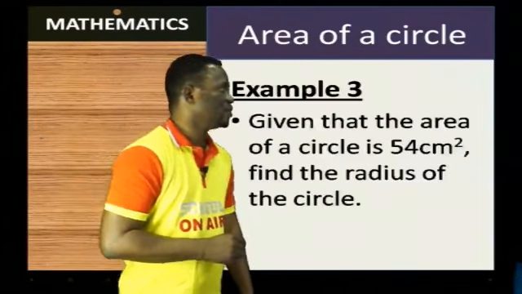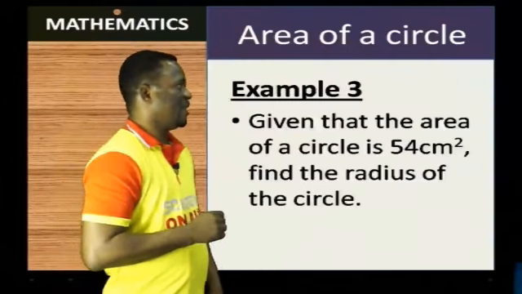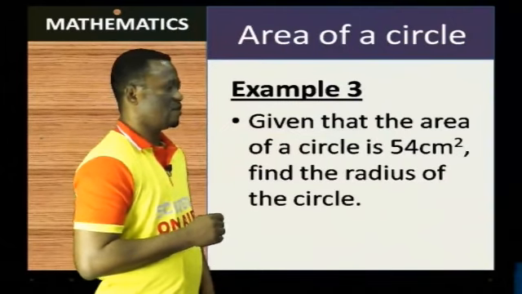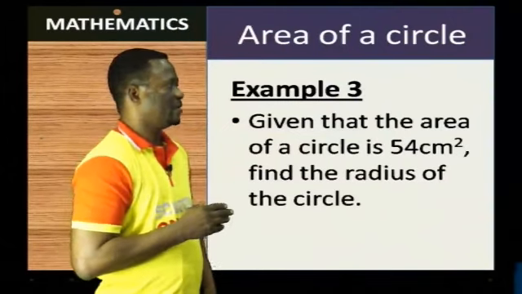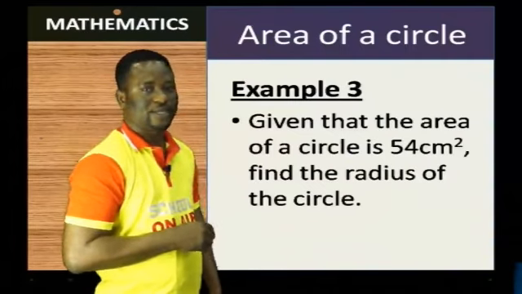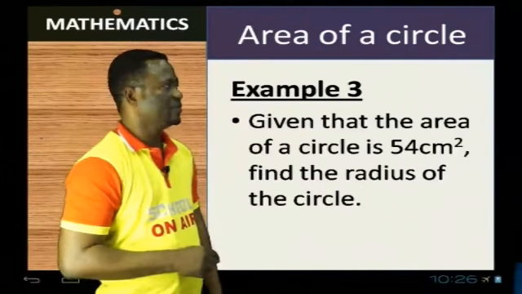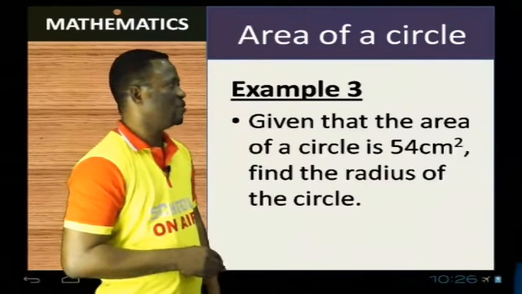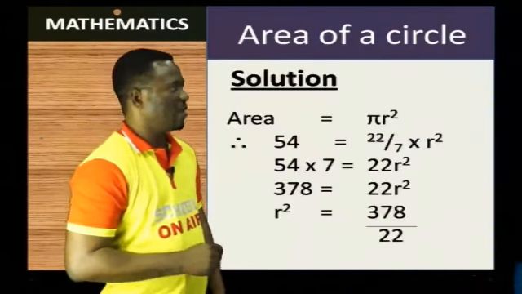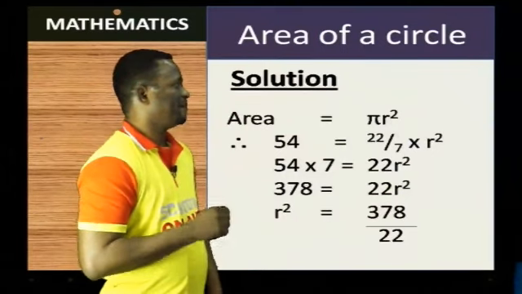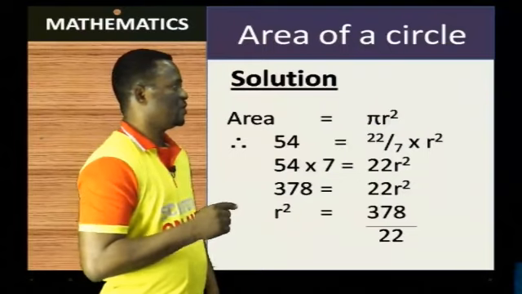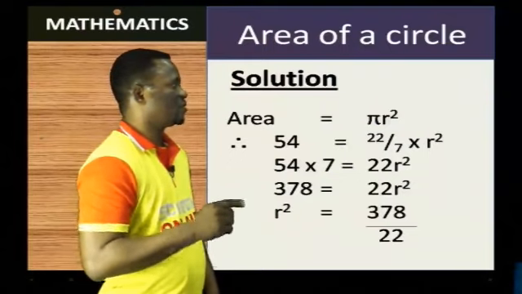Third example for illustration. Given that the area of a circle is 54 centimeters squared, find the radius of the circle. Here, we are given the area and the radius is required to be calculated. This is also fairly simple. What we need to do here is just to make the radius the subject of the formula. As we can see, area is equal to pi r squared, the formula. Therefore, 54 is equal to 22 over 7 times r squared.